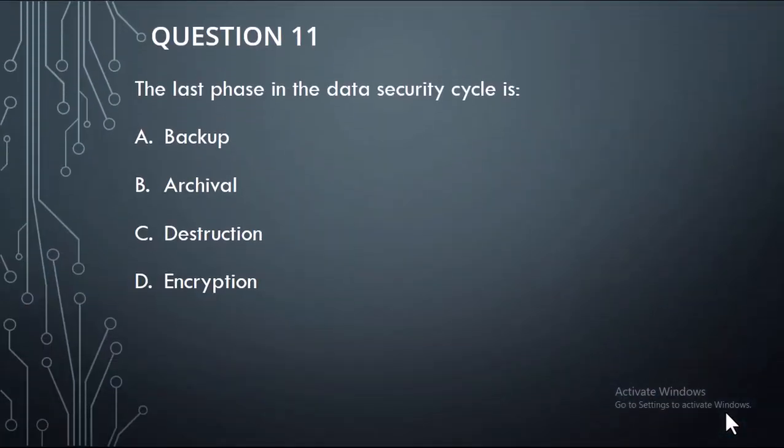Question 11. The last phase in the data security cycle is option A, backup. B, archival. C, destruction. D, encryption. The correct answer here is option C, destruction.